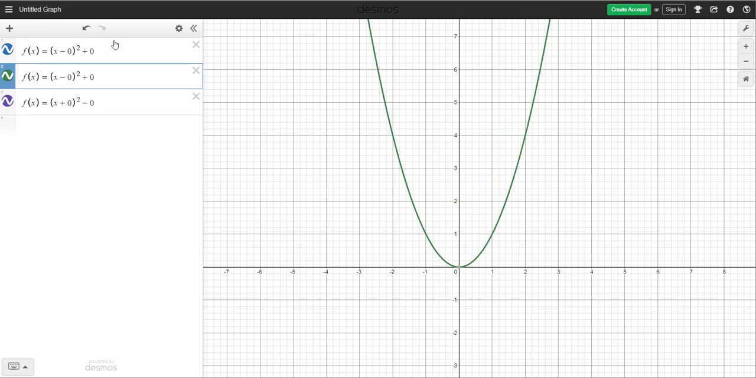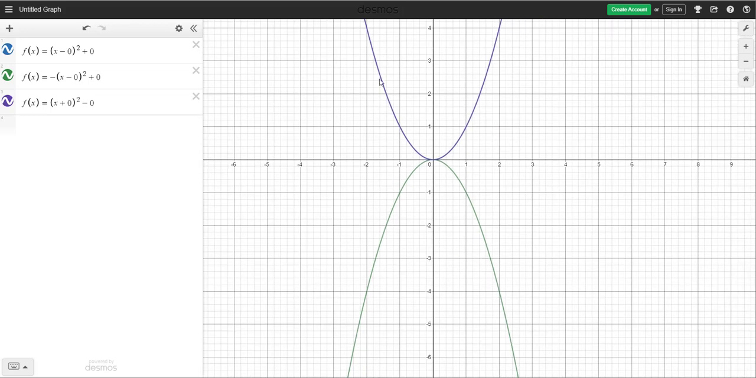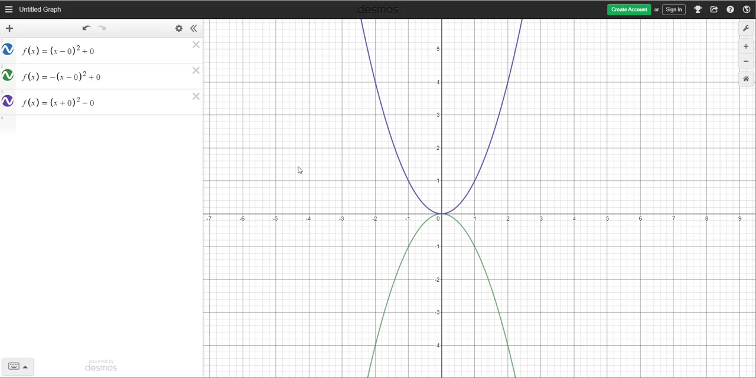Okay, so here, let me change these back to zeros. Okay, so if we are working with the blue line, this is our parent function. Let's go ahead and add a -a value. Okay, so if you look, our parabolas look the same. They are identical. All that happened was we went from a positive parabola to a negative parabola. So that negative on the outside is going to indicate if you have a reflection.